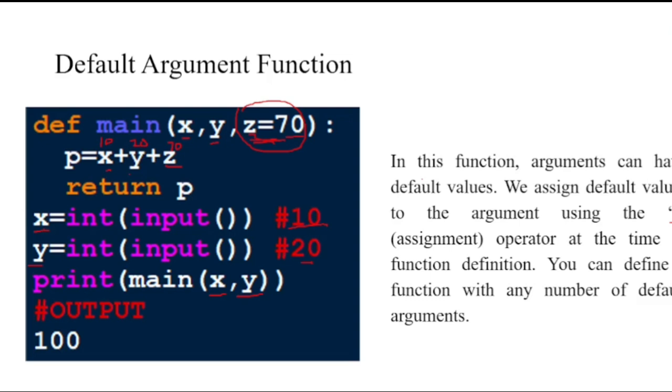We can assign default values to the arguments using an assignment operator at the time of the function definition. So you can define a function with any number of default arguments, right? So you could say, for example, you could define y to be 50. But then you would not need to have the input from the user for y, because it's already default, right?